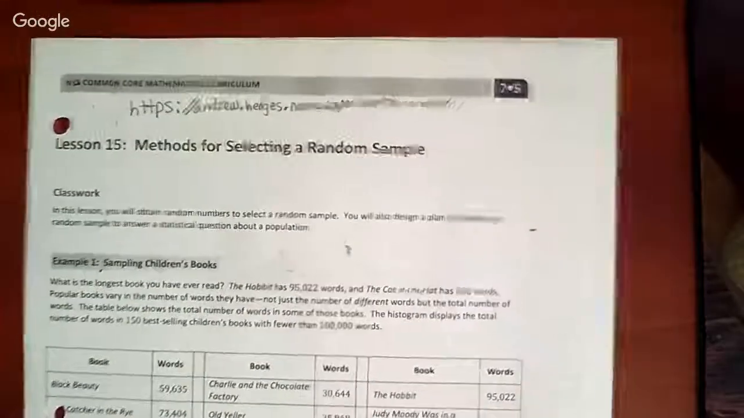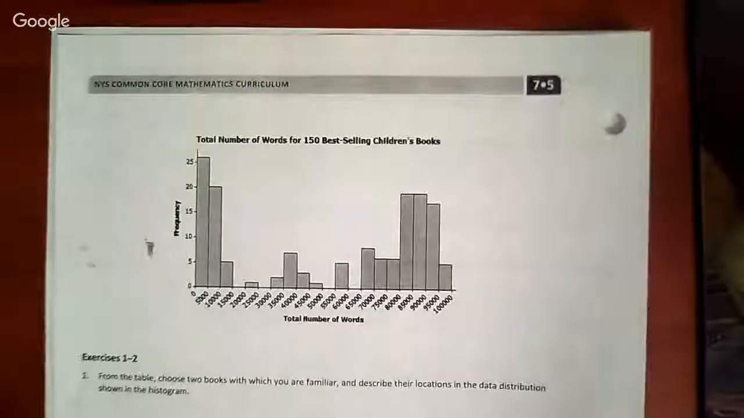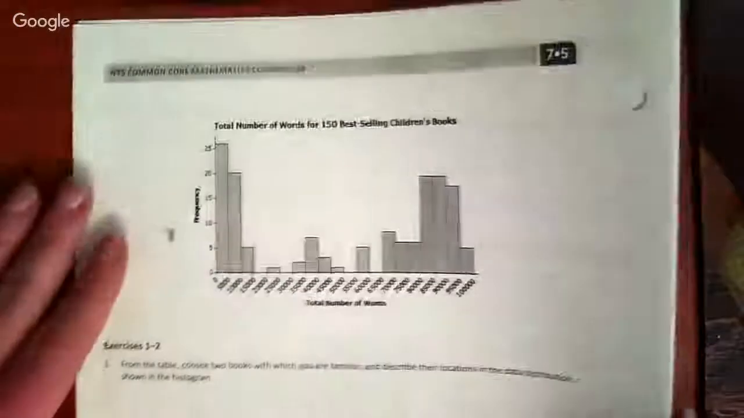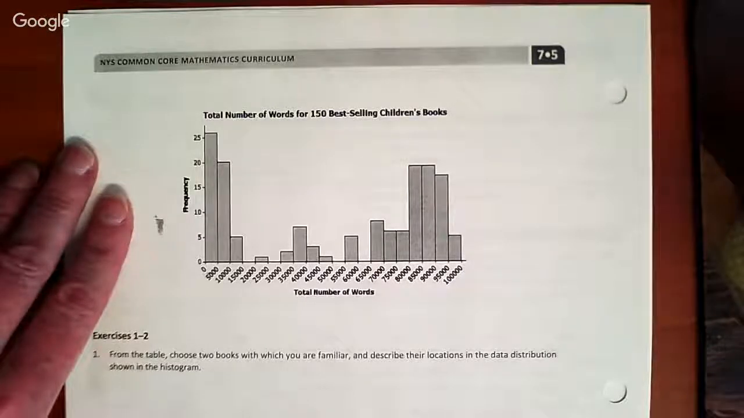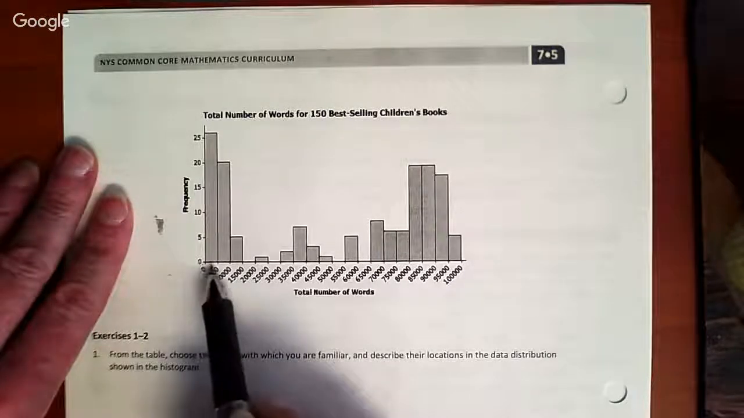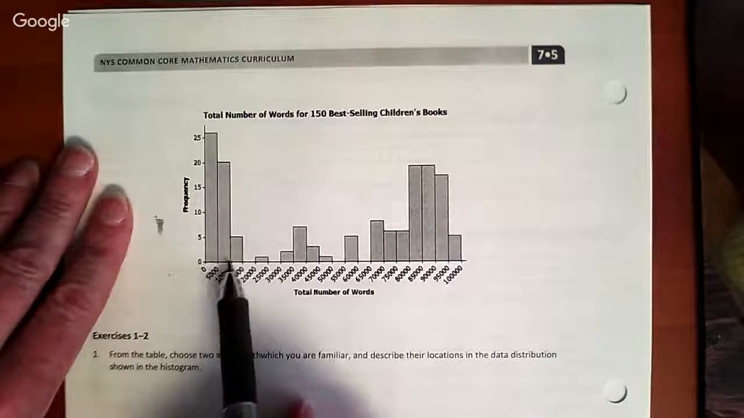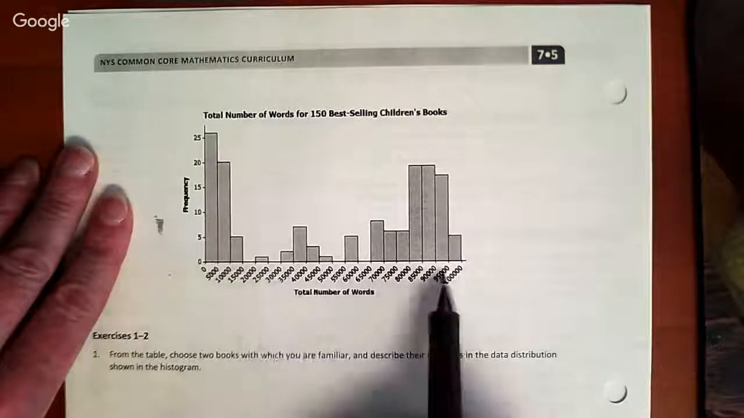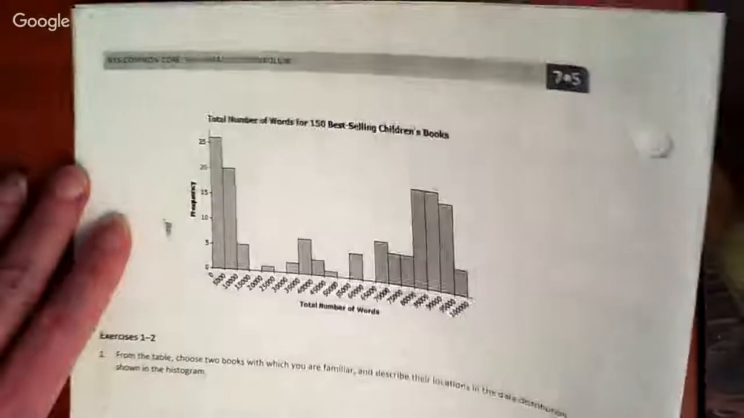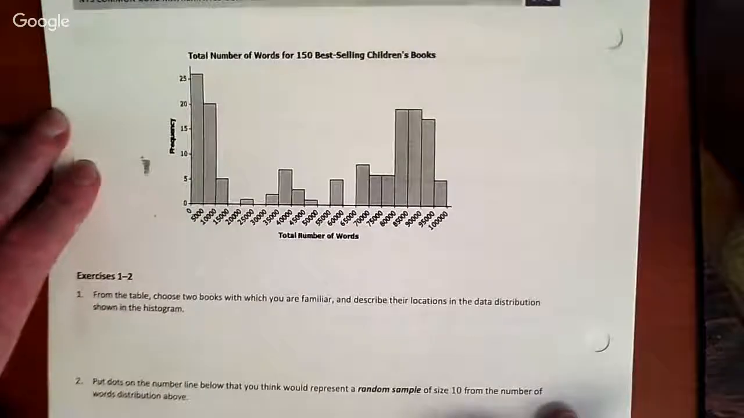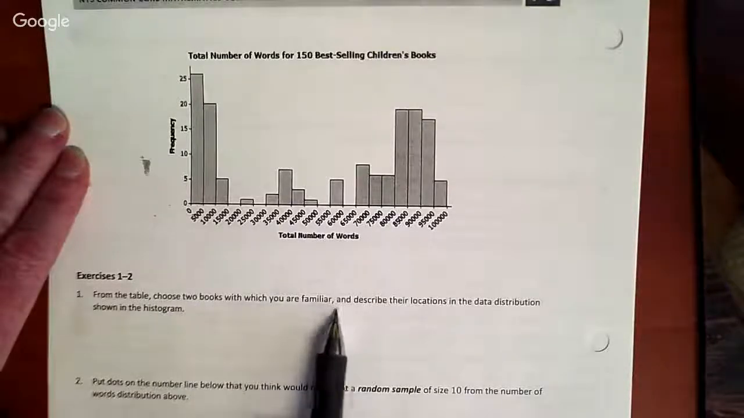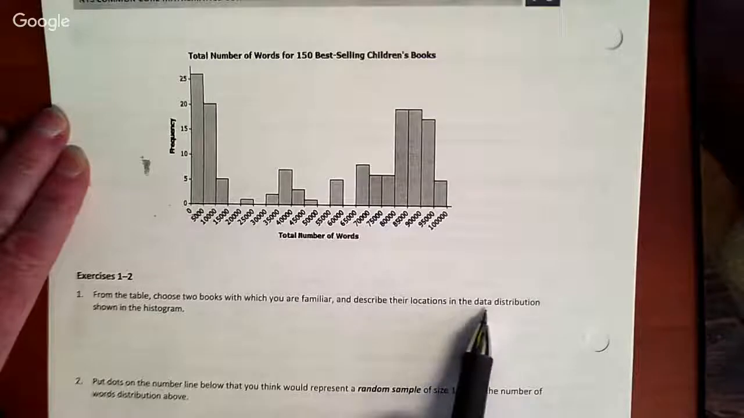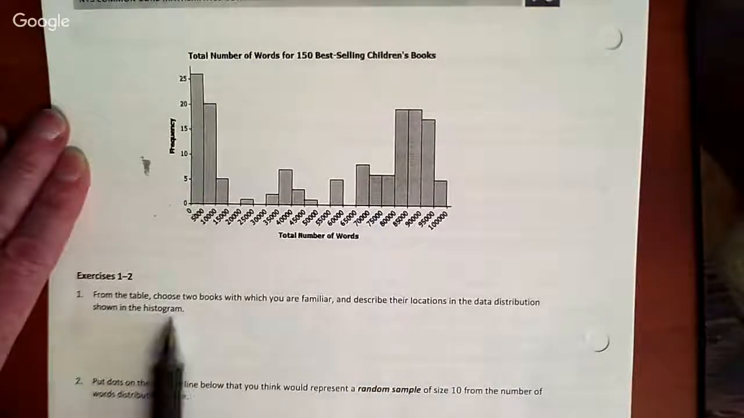Okay? So now, here's the histogram that we're looking at. Okay? A histogram is a bar graph that goes by intervals from 0 to 5,000, 5,000 to 10,000, 10 to 15, and so on. Okay? Just from the table, choose 2 books with which you are familiar and describe their locations and the data distribution shown in the histogram.